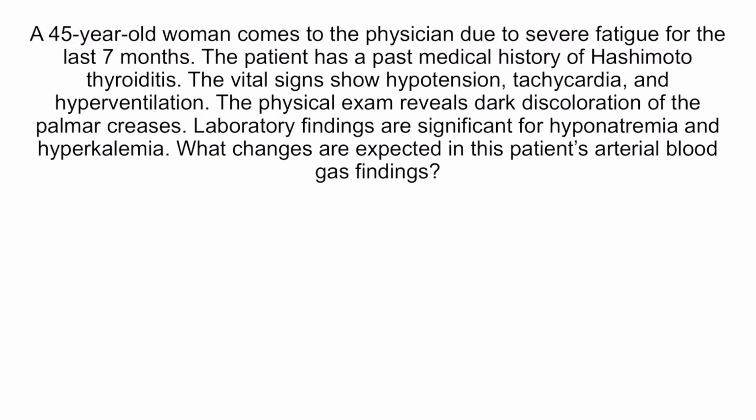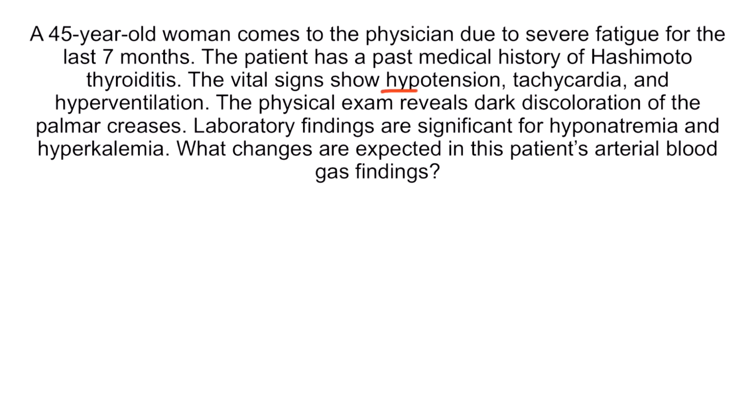A 45-year-old woman comes to the physician due to severe fatigue for the last 7 months. The patient has a past medical history of Hashimoto thyroiditis. The vital signs show hypotension, tachycardia, and hyperventilation. The physical exam reveals a dark discoloration of the palmar creases. Lab findings are significant for hyponatremia and hyperkalemia. What changes are expected in this patient's arterial blood gas findings?